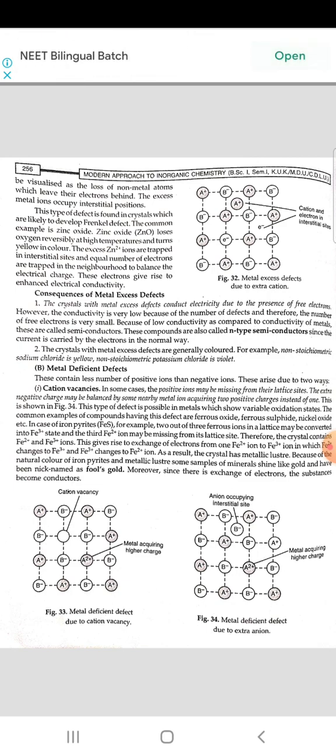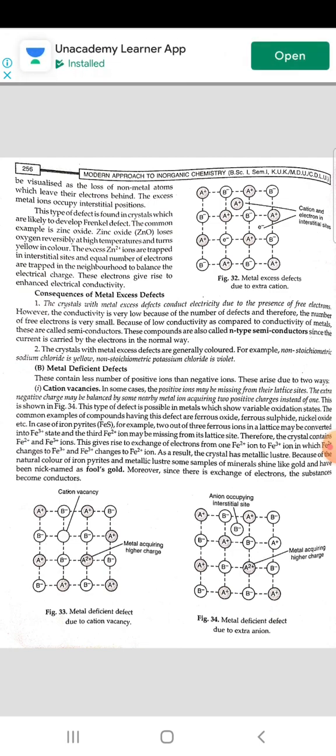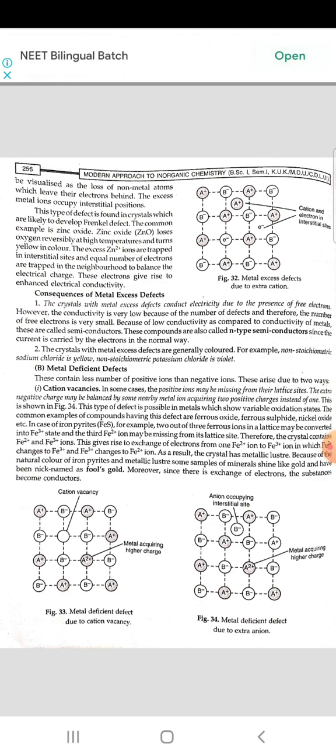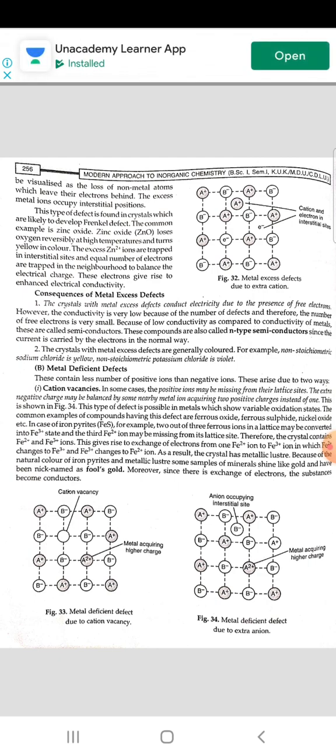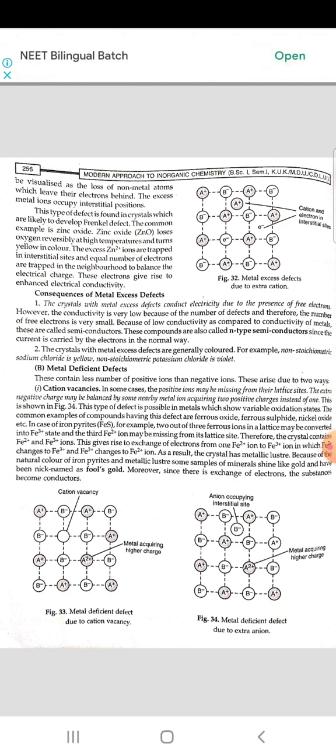Zinc oxide, ZnO, loses oxygen reversibly at high temperatures and turns yellow in color. The excess Zn2+ ions are trapped in interstitial sites and an equal number of electrons are trapped in the neighborhood to balance the electrical charge. These electrons give rise to enhanced electrical conductivity. Consequences of metal excess defects. The crystals with metal excess defects conduct electricity due to the presence of free electrons. However, the conductivity is very low because the number of defects, and therefore the number of free electrons, is very small. Because of low conductivity as compared to the conductivity of metals, these are called semiconductors.